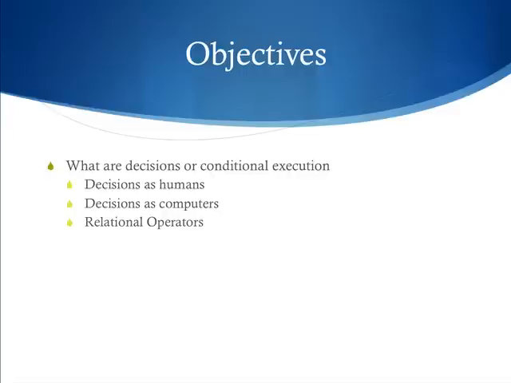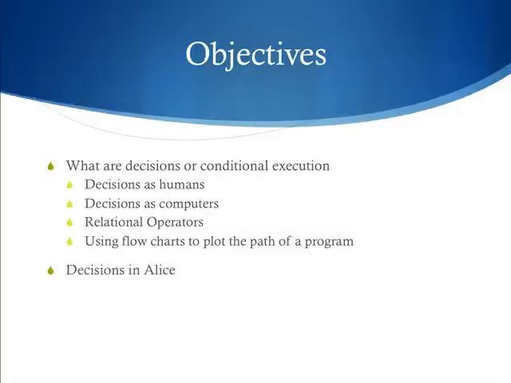We're going to have a discussion of relational operators because they help us get to these things called boolean statements. We're going to learn to use flowcharts to plot the path of a program. I think flowcharts are probably one of the best ways to visually illustrate decision making the way the computer sees it. And I think that it will be a big help in charting out the flow of your program when you get stuck and you don't know where your program is going to go or what it should do.